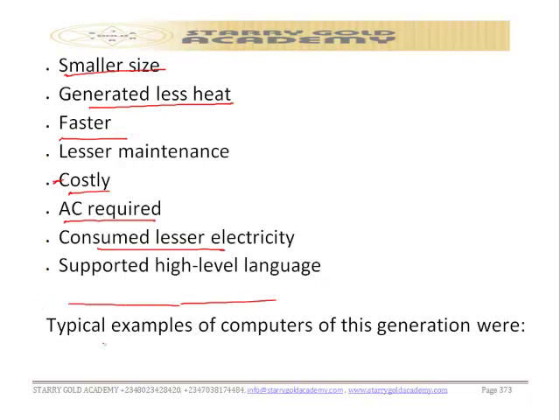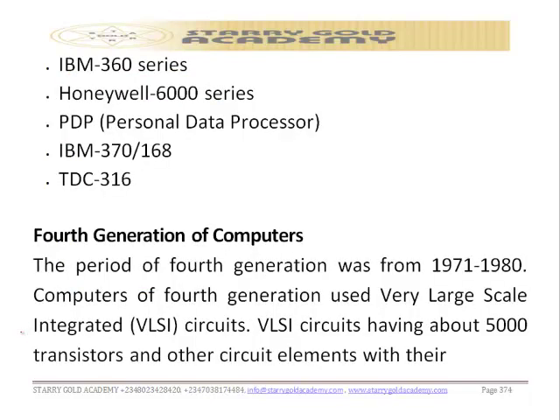Okay, so examples of computers of this generation are IBM 360 series, Honeywell 6000 series, PDP, that is personal data processor. Okay, then we have IBM 370 or IBM 168. Then we have TDC 316. Okay, so these are some of the examples.